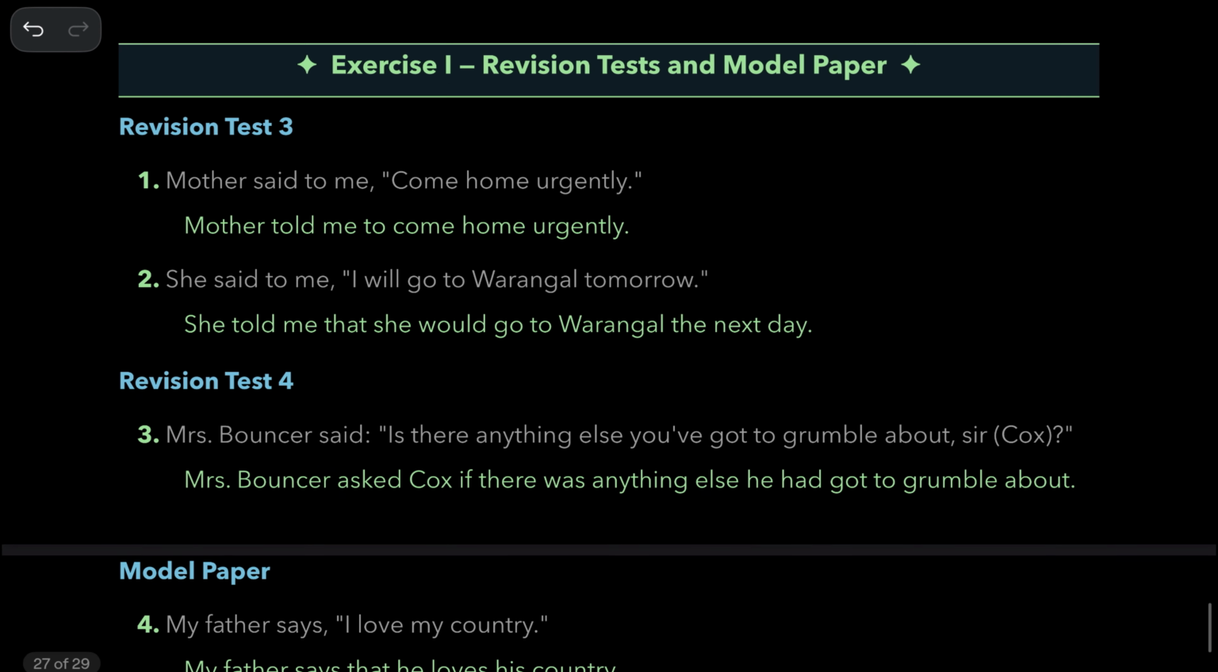Okay, there are some more questions in the revision tests and model paper. Mother said to me, Come home urgently. Mother told me to come home urgently. She said to me, I will go to Warangal tomorrow. She told me that she would go to Warangal the next day. Mrs. Bouncer said, Is there anything else you've got to grumble about, sir? Mrs. Bouncer asked Cox, no, this person is Cox, right? So Mrs. Bouncer asked Cox if there was anything else he had got to grumble about.